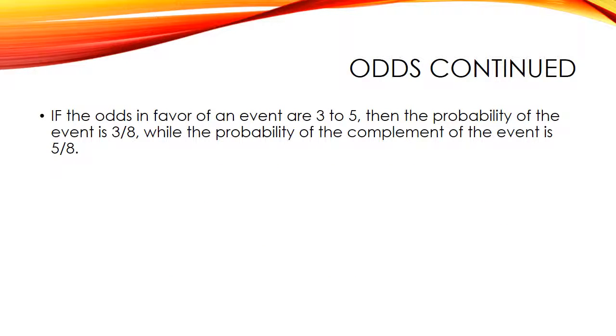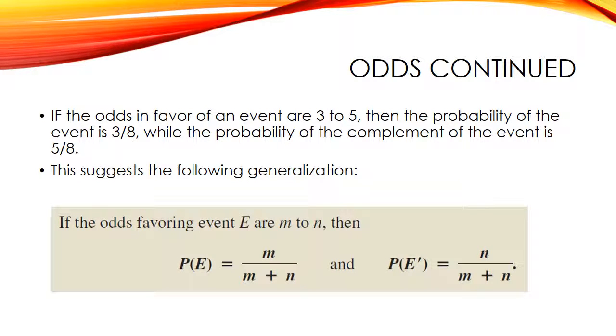Now, if the odds in favor of an event are 3 to 5, then the probability of the event must be 3/8. And the probability of the complement of the event must be 5/8, because remember, the first number tells you how many times the event would happen, the last how many it won't. If you add them together, it gives you the total number of occurrences. So this gives us the following generalization. If the odds favoring an event are m to n, then the probability of E is m over m plus n, and the probability of E prime is n over m plus n.